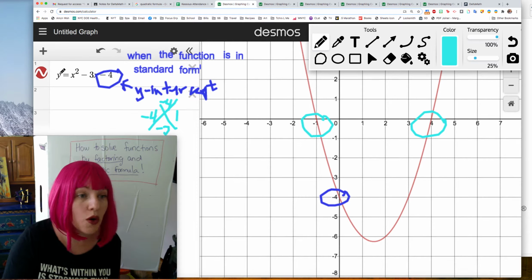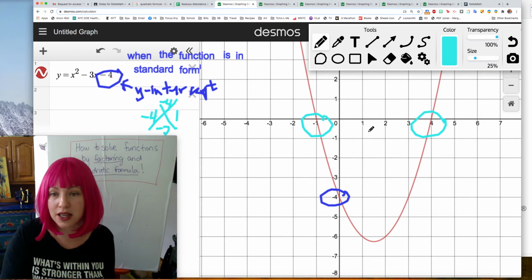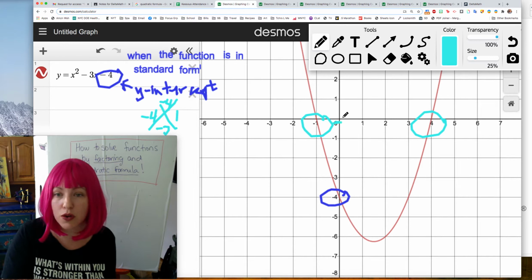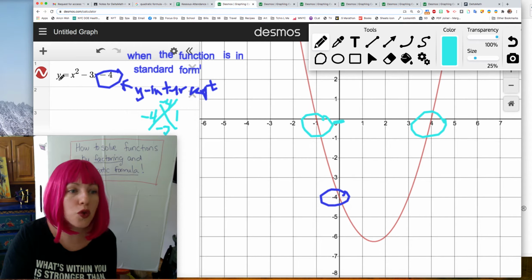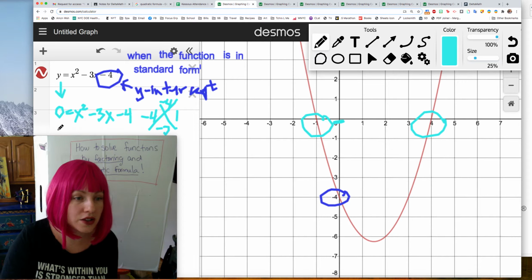So I write it, and oh, the important first thing I forgot is you're finding the roots on the x-axis, and the x-axis is always where the y is equal to 0. So we're going to replace the y with 0. So I write 0 equals x squared minus 3x minus 4. And then I factor: 0 equals (x minus 4)(x plus 1).